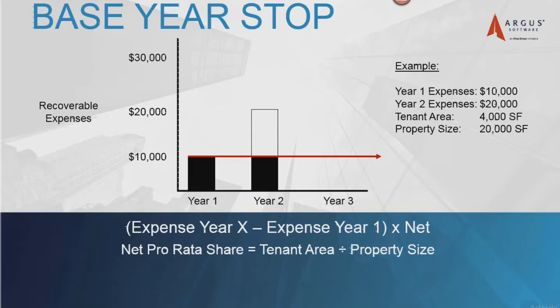So in year 2, when my expenses go up to $20,000, the building owner has to pay $10,000, but the tenant is going to pay their share of $20,000 minus 10, whatever their net share is. So their net pro rata share over the stop amount. And that will continue for every year of their lease term.